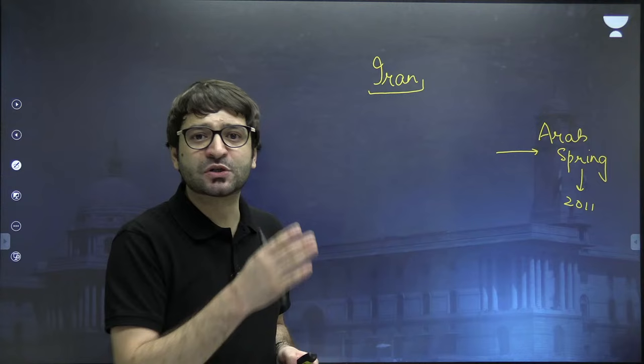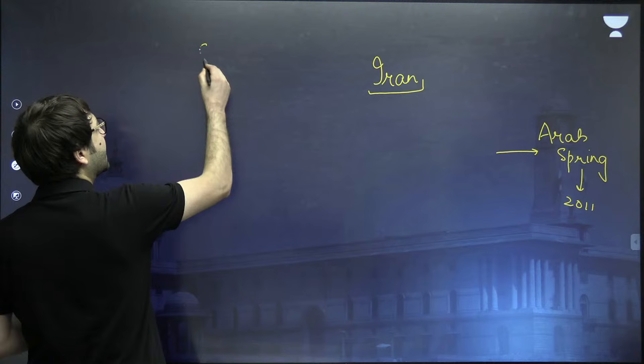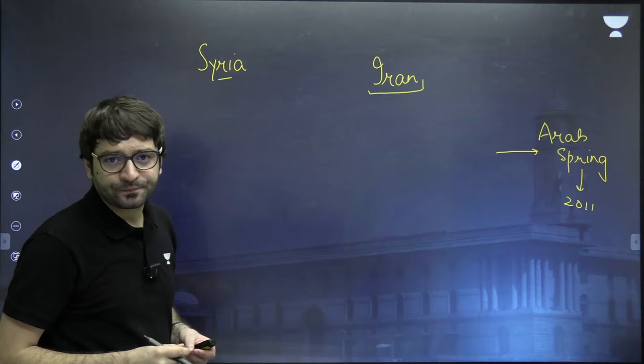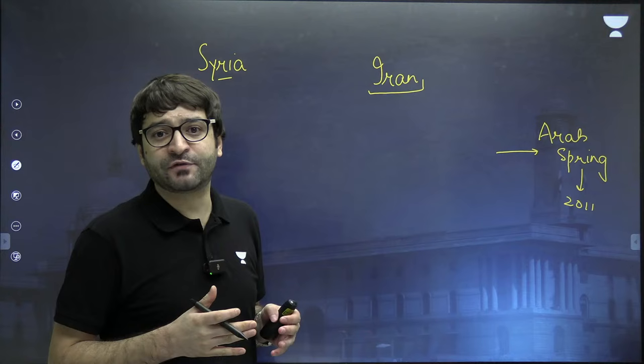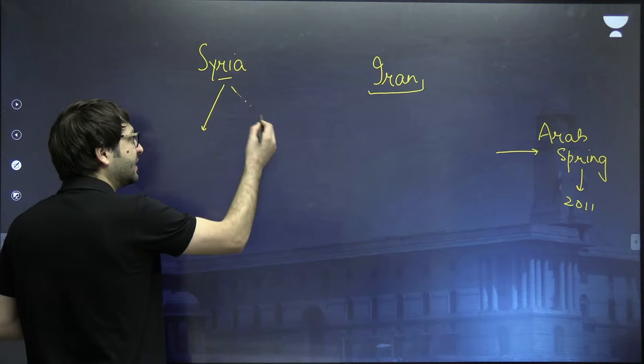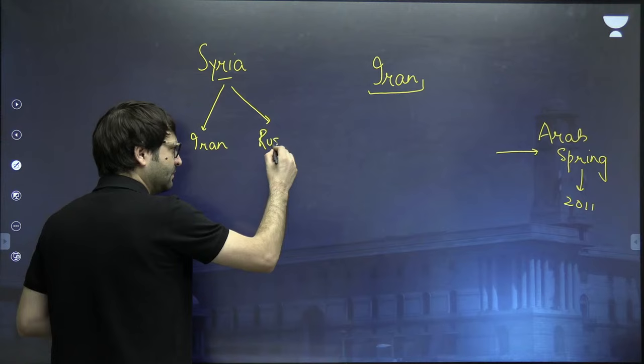But one thing, or one country where it significantly failed, was Syria, where we have Bashar al-Assad, who is heading the government in Syria. He was to be ousted because there was Arab Spring, which spread to Syria as well. But this leader, Bashar al-Assad, was supported by Iran, was supported by Russia, to a large extent by China as well, to a large extent by North Korea as well.